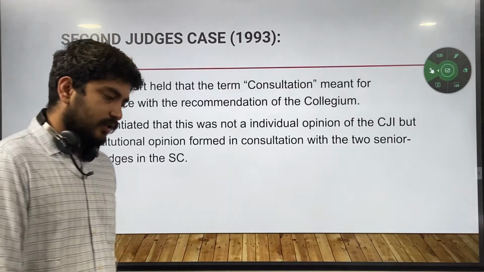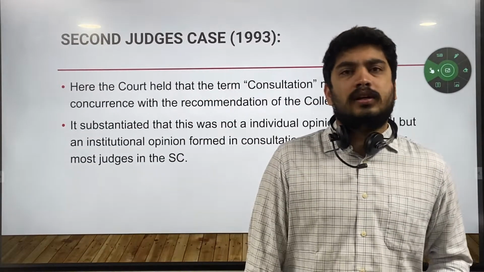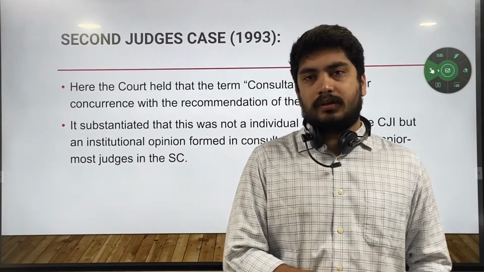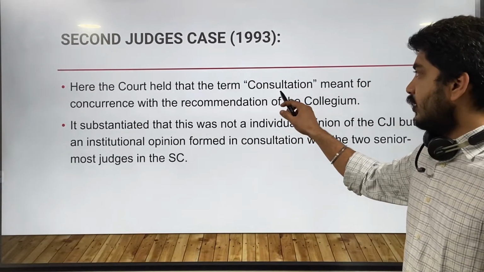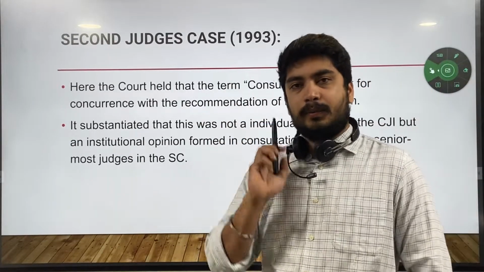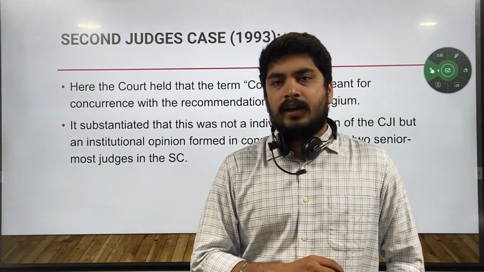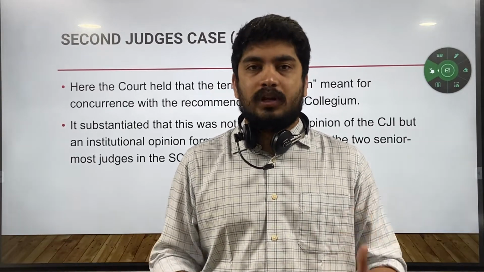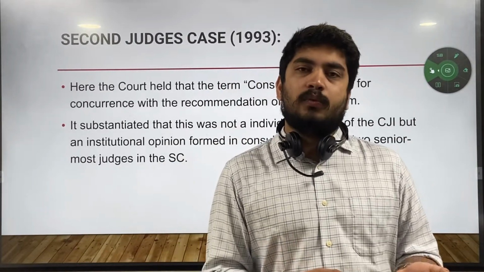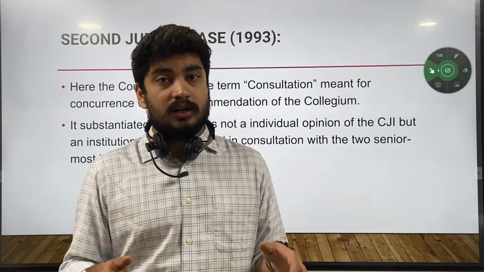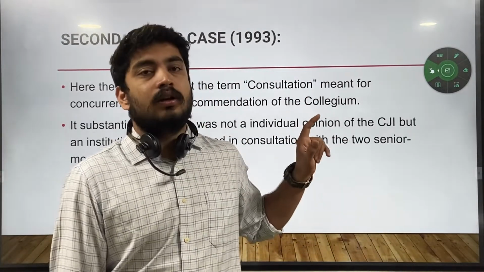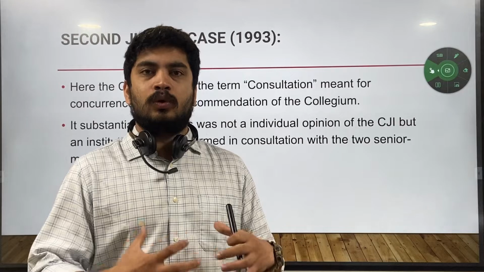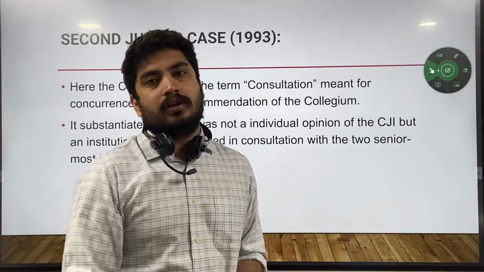So what happened in the second judges case? Here the court clearly held that the recommendation given by the collegium must be followed by the executive. It also mentioned that consultation meant concurrence with the recommendation of the collegium. It substantiated this judgment by quoting that this is not an individual opinion of the Chief Justice of India, but the collegium, which consists also of the two senior most judges. At that point of time, it is two senior most judges along with the CJI. So this is an institution by itself. So this institution is giving the recommendation which has to be accepted.